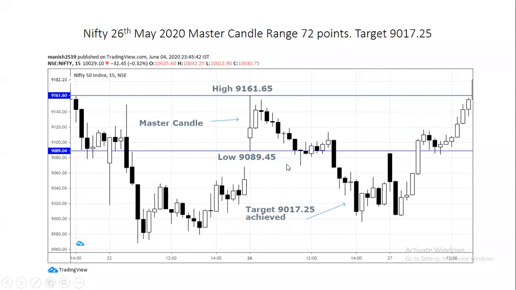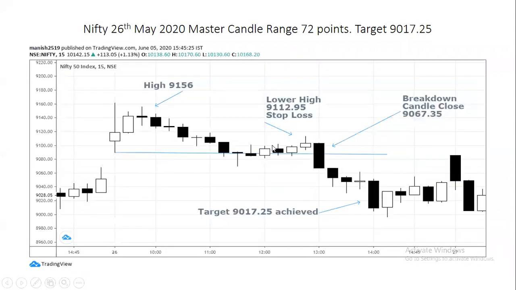Now let me show you where you can place stop loss when we are going for a short trade. So this was master candle in Nifty. Initially, you can see Nifty went up, made a high 9156. From here, you can see price came down up to this candle. Again, it went up slowly and gradually, made a new high 9113. But this time you can see it is lower high. See, this value is less than previous high. And finally, we got big breakdown. Breakdown candle closed at 9067. So take short entry here and keep stop loss 9113.